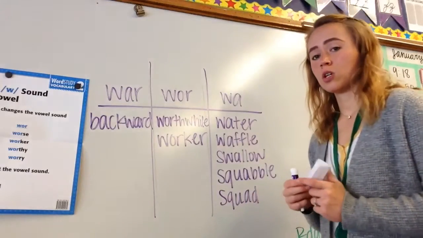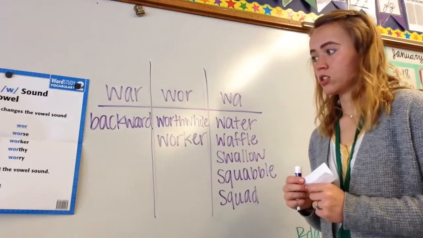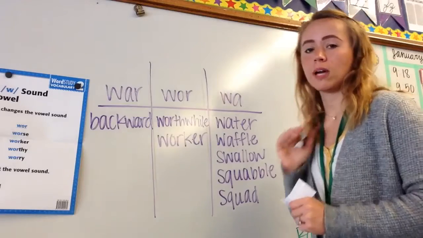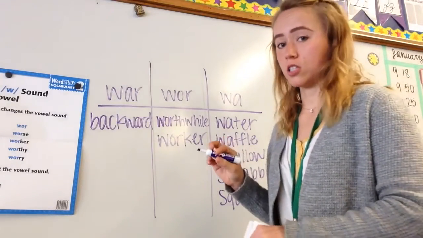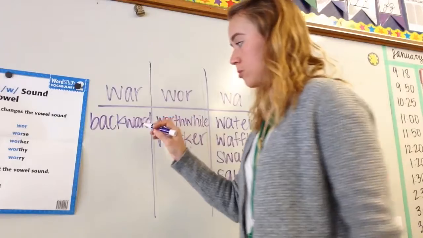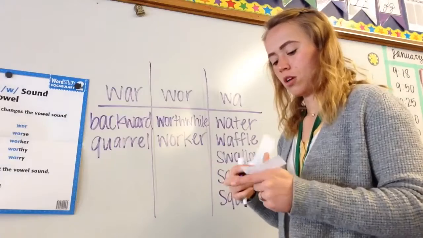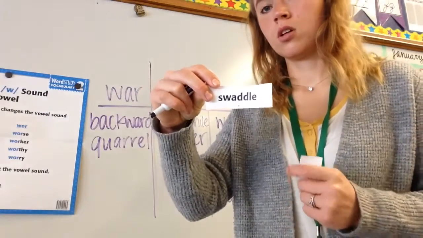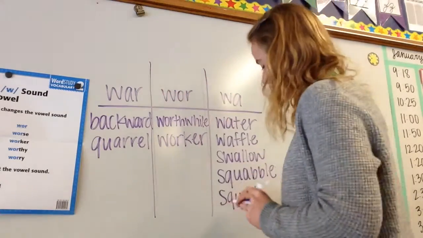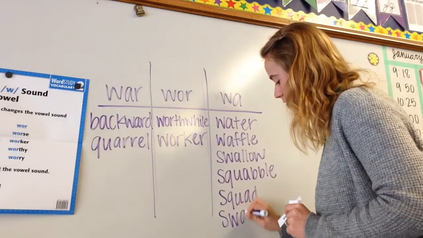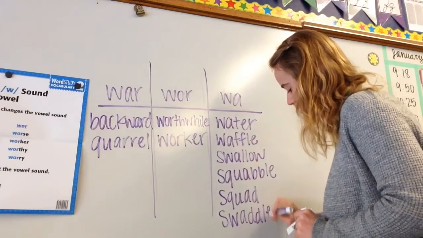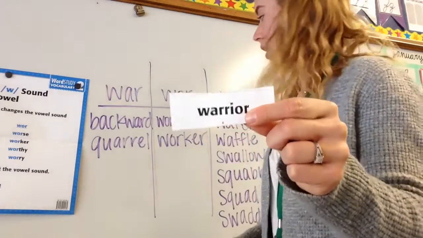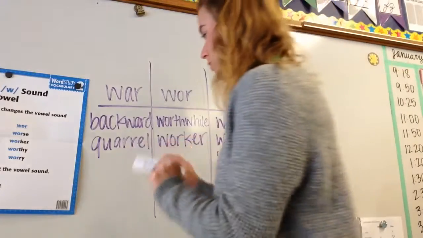What if we had the word quarrel? Just like in our spelling words we just had, I just want to go over this again. Quarrel has Q-U-A-R, so it makes the war sound. So that comes over here, quarrel. Alright, my next one, I'll do two more, is swaddle. Swaddle, I have a W-A, so that comes over here. Got a lot in this column today. And my last word is warrior. There I see the W-A-R, so it comes over here.